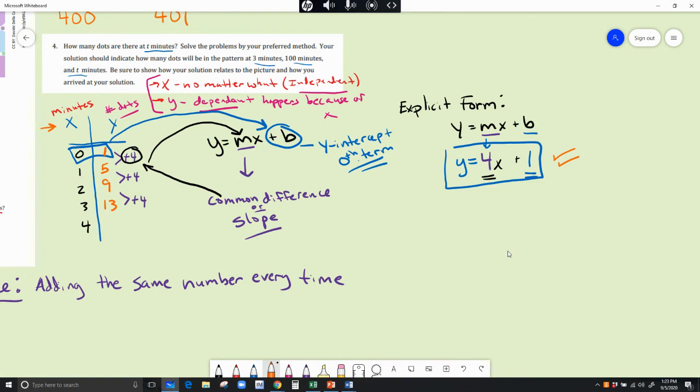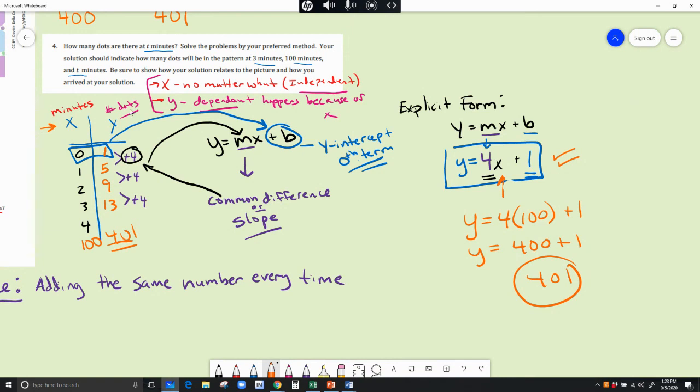So how many are at 100? If I didn't confuse you enough already. At 100, you just plug in 100 right there. So really, I could put 100 down here for x and figure out what y is going to equal. So plug it in. Y equals 4 times 100 plus 1. Y equals 400 plus 1, and hopefully you realize the answer was 401, and that's a lot better than making a table with 100 values, right?